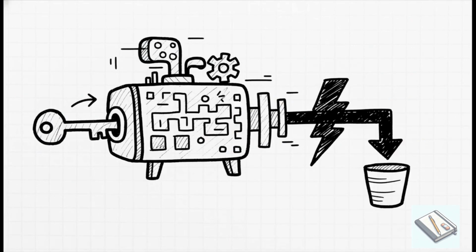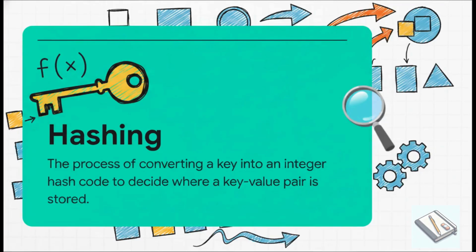And the magic behind that incredible speed, it's all thanks to a concept called hashing. This is what makes the data access so ridiculously fast. Okay, let's get into it. By the end of this, you'll know exactly how HashMap uses this hashing technique to store and retrieve your data so efficiently. No more mystery.